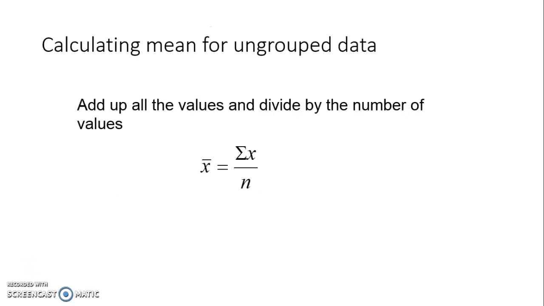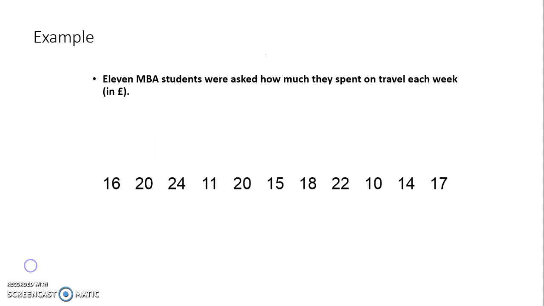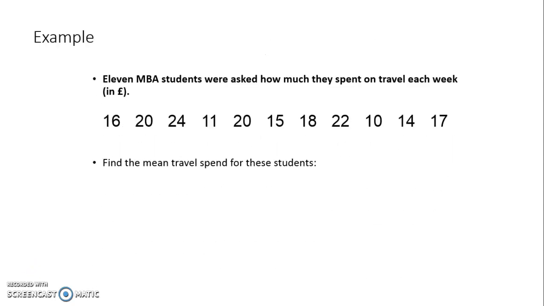Let's see how to calculate mean for ungrouped data. The basic average formula we all know is we add up all the values and then divide the total by the number of values. So the formula is x bar is equal to summation x upon n. Let's have an example of calculating the mean.